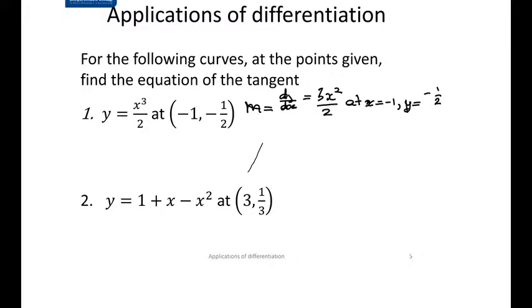So now we're going to put all of that information into the rule that we had on the previous slide. When we put in negative 1, m is going to be 3 times negative 1 squared over 2, which is just 3 over 2. So y is going to be equal to 3 over 2 times x minus negative 1, which is x plus 1, plus, well, actually, y is negative, so it's going to be plus negative 1/2, which I've now committed to writing. But you would have written it as minus 1/2.